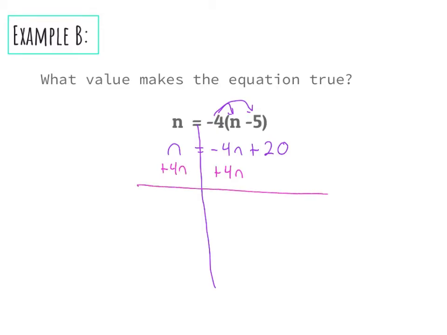When I do that, the negative 4n and the positive 4n are going to cancel. 4 plus 1 is 5n. Bring down my positive 20. And now I've got just a simple one-step equation.